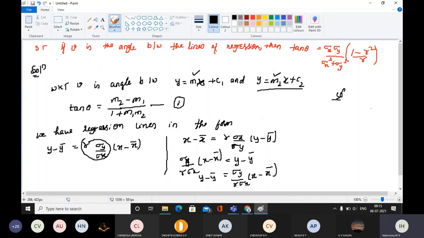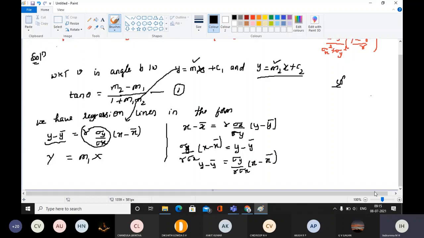So we take this as the first line, and comparing with it, y minus y bar is capital Y. Capital Y is equal to m1 into capital X, because x minus x bar is capital X. Similarly, in the second regression line, we can write capital Y is equal to m2 into capital X. m1 and m2 are not the same. So this is the slope we have: m1 is equal to this one and m2 is equal to this one.